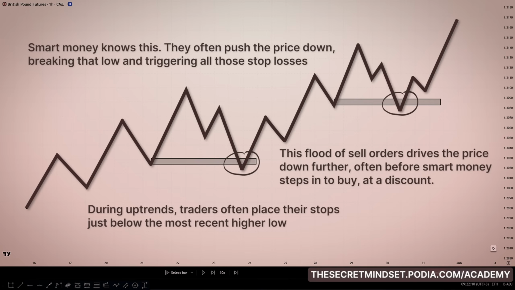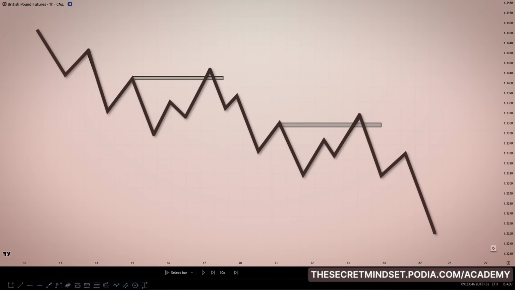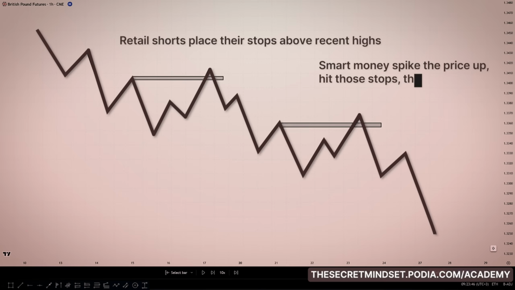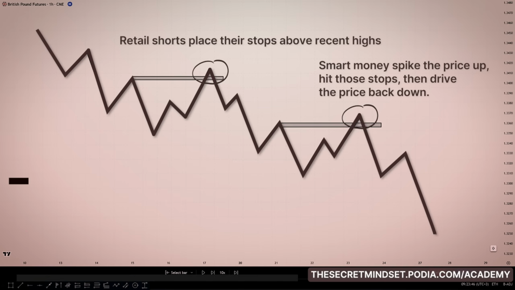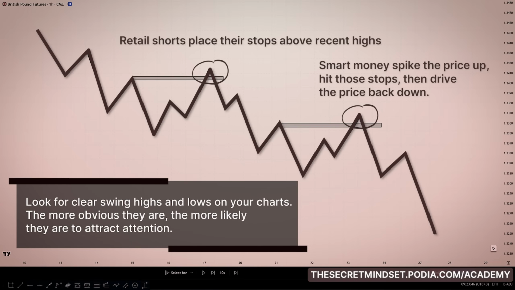This flood of sell orders drives the price down further, often before smart money steps in to buy at a discount. The same happens in downtrends. Retail shorts place their stops above recent highs. Smart money spike the price up, hit those stops, then drive the price back down. To spot these zones, look for clear swing highs and lows. The more obvious they are, the more likely they are to attract attention.